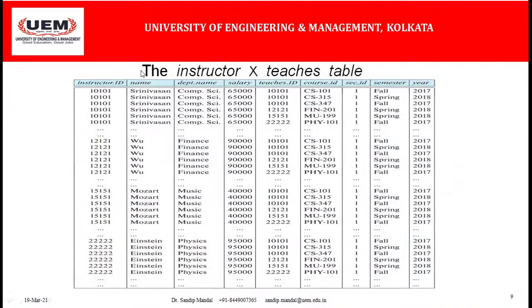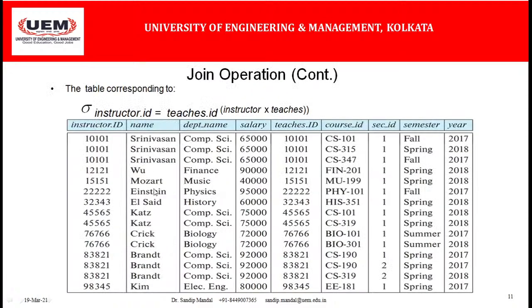From this table, that is instructor into teachers, the Cartesian product, we generated this table where the instructor ID is clearly matched with the teacher's ID, meaning you are quite assured that this particular instructor is taking care of this subject. So this particular operation is considered as the join operation. I hope that all of you understand my point.